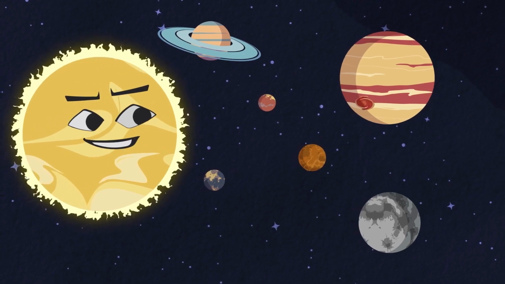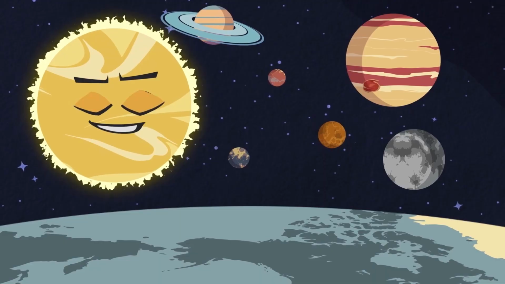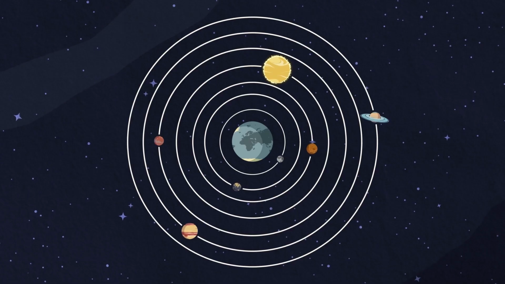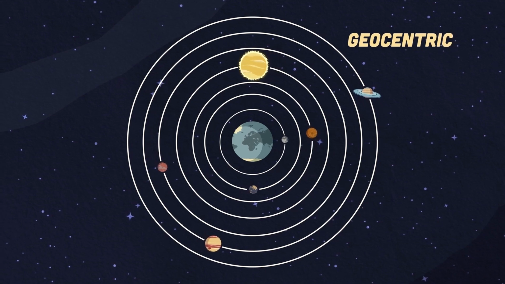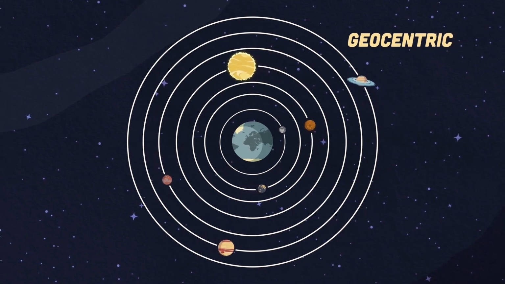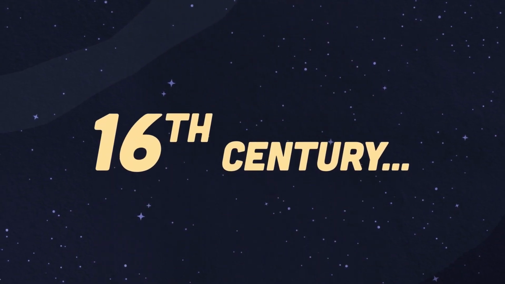For over 1500 years, ancient man thought the Earth was the center of the solar system. That was what was taught. This theory was called the geocentric model, shown here, which means the Earth was the center of the universe. But in the 16th century, things began to change.